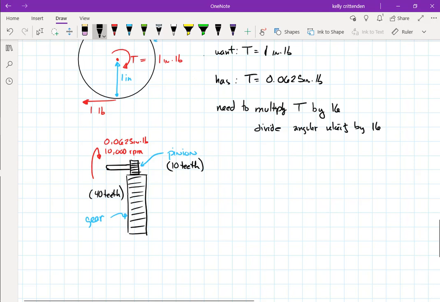So what that does is this little pinion spins 1 revolution and 10 of its teeth have gone around. The bigger gear has 40 teeth on it, so it's only turned a quarter of a turn. So this one gives us a gear ratio of 1:4, so it slows it down by a factor of 4. We need to slow down by a factor of 16 though. So we need to do this again.